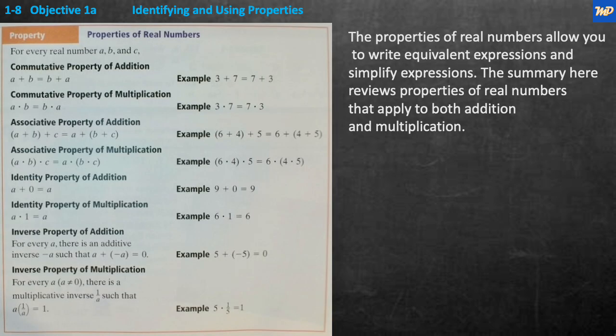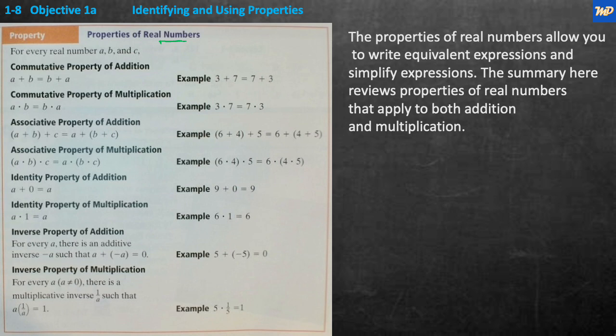Objective 1, identifying and using properties. Looking over here, I'll read this. It says, the properties of real numbers allow you to write equivalent expressions and simplify expressions. The summary here, to the left, reviews the properties of real numbers that apply to both addition and subtraction. So let's take a look at some of them. The properties of real numbers.